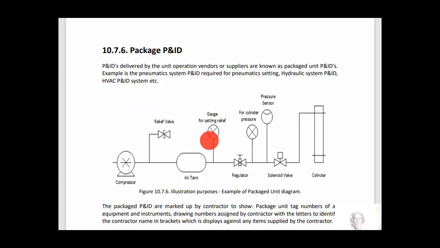For illustration purpose, the package P&ID are marked up by contractor to show package unit tag, number of all equipment and instrument, drawing numbers assigned by contractor with letter to identify the contractor name in bracket, which is displayed against any item supplied by the contractor.